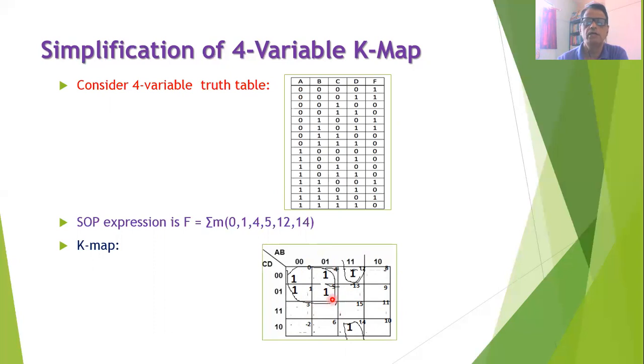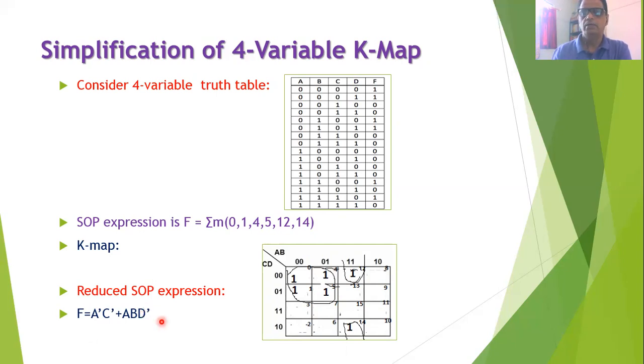So this is a quad, and still 2 ones are left, and therefore we can form a pair. And therefore we can write the reduced SOP equation. For this quad, the equation can be written as A bar C bar, and for this pair, the equation can be written as AB D bar. So when you compare this equation with the original expression, you can easily observe that the expression is reduced to a large extent.